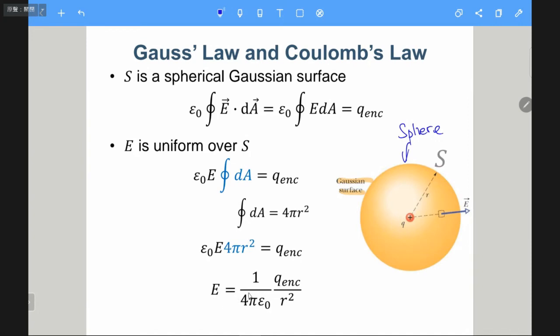So we have E equals 1 over 4 pi epsilon naught times Q enclosed over r squared. Usually we write 1 over 4 pi epsilon naught as k, so E equals kQ over r squared. This is what we found in chapter 22 about the E field from a positive charge, and it should be compatible with F equals qE. So this is Coulomb's law. Actually, Gauss's law is compatible with Coulomb's law.